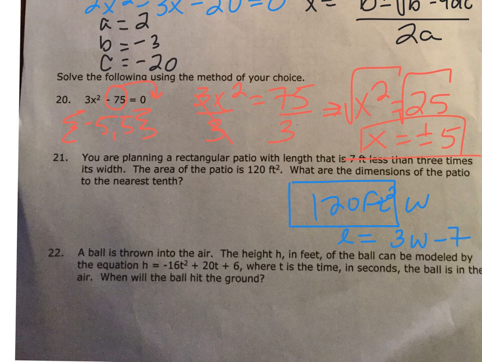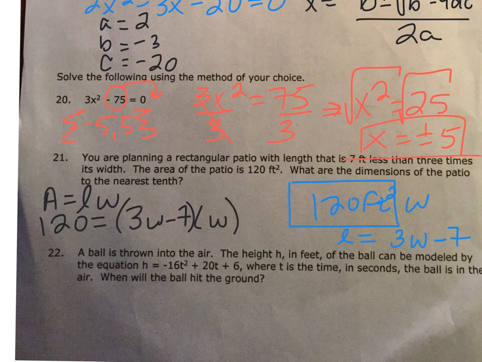So to get area, black is better here. To get area of a rectangle, I do length times width, or base times height. That's what you want to call it. So the area I know is 120 square feet. The length is 3W minus 7, and the width is W. So I just distribute my W, and I get 120 equals 3W squared minus 7W.